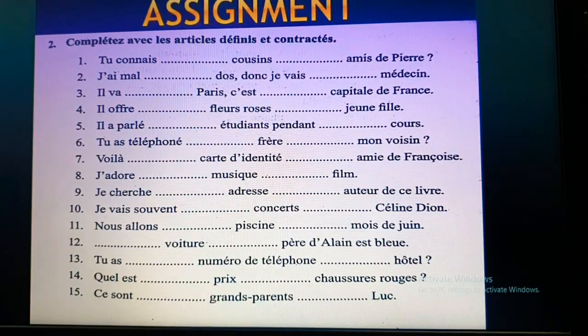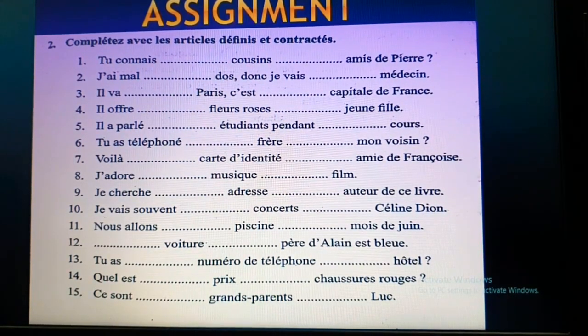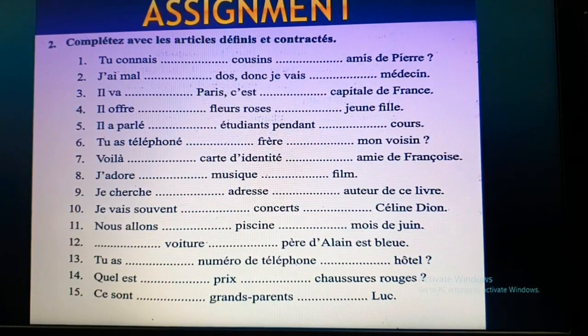Okay. Now the second assignment was on the topic article défini and contracté. Remember, article défini is used when you are very sure of the things, the brands, the names, or the owner, whatever it may be. And article contracté tells us the relation between the subject and the object.